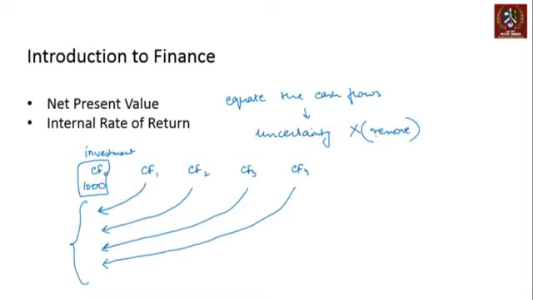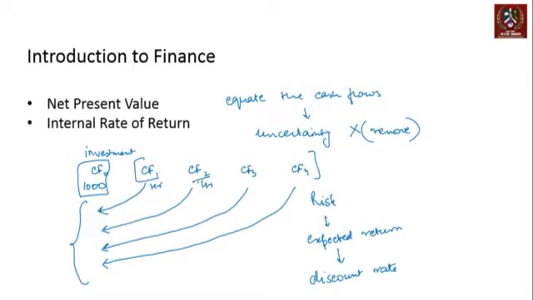Obviously, this includes the component of risk on these cash flows. What the risk is will define my expected return on these cash flows, and my expected return would define the discount rate, right? My expected return is going to be used here in terms of 1 plus r and 1 plus r square, and so on and so forth.